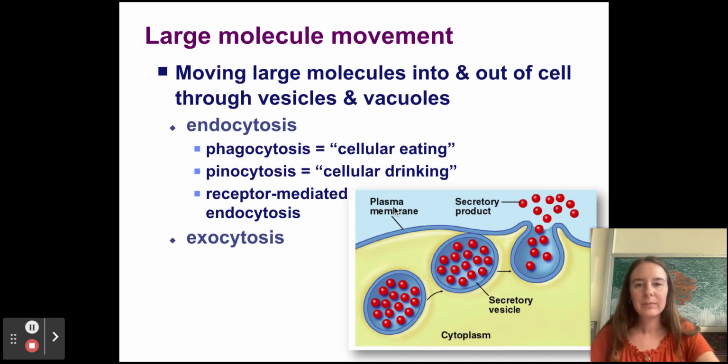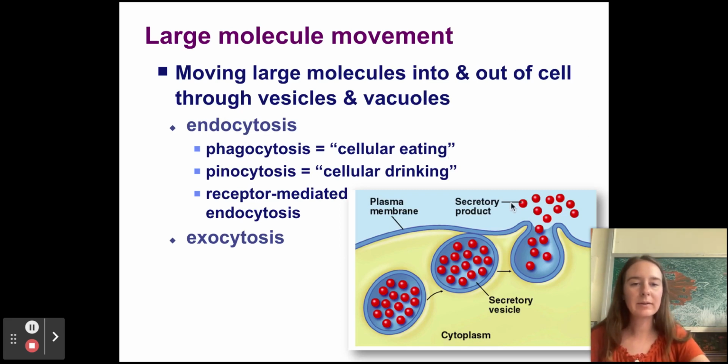So just to recap, we call these little pods vesicles and vacuoles, and it's how you get stuff in and out. So basically, the word for this is endocytosis. Endo means in or within. Cyto means cell. And so phagocytosis is one type of endocytosis. And basically that's cellular eating.